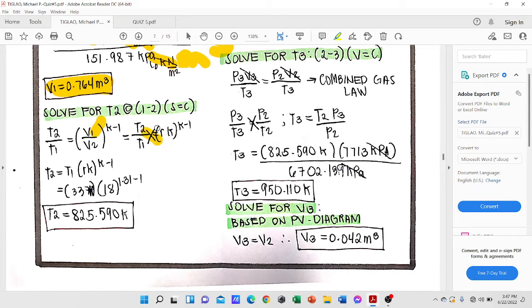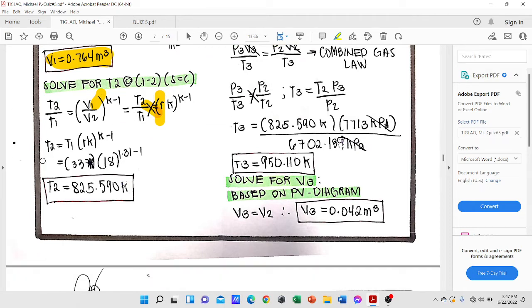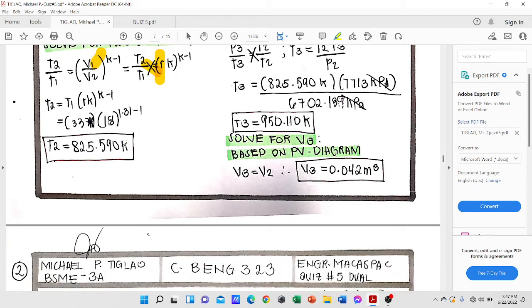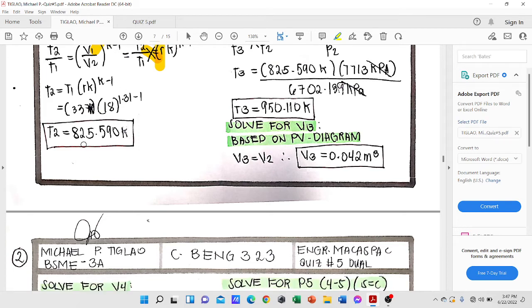So, nag-cross multiply lang ako para makuha natin yung final formula sa temperature 2. Then, temperature 2 is equals to temperature 1 RK raised to K minus 1. So, substitute lang natin yung value. Bali, temperature 1 is equals to 337 Kelvin. Then, we multiply by RK na 18, then raised to K na 1.31, then minus 1. So, yung temperature 2 natin is equals to 825.590.